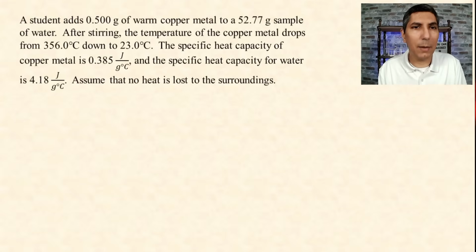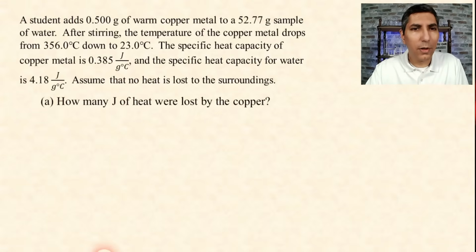The specific heat capacity of copper metal is 0.385 joules per gram degree Celsius, and the specific heat capacity for water is 4.18 joules per gram degree Celsius. Assume that no heat is lost to the surroundings. So the first question I have for you here is, how many joules of heat were lost by the copper?